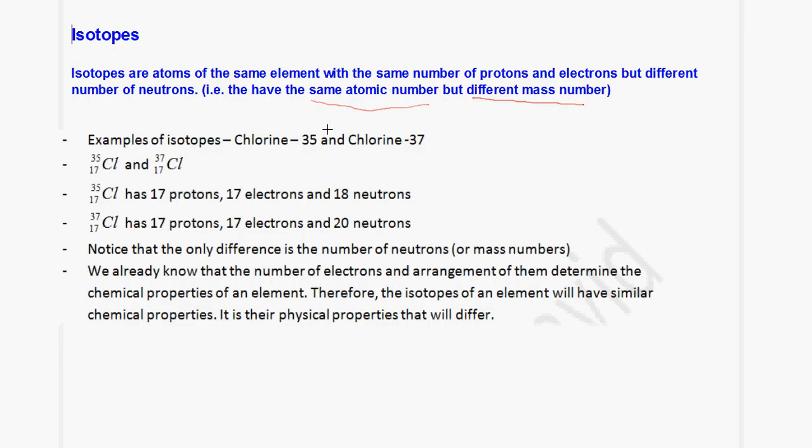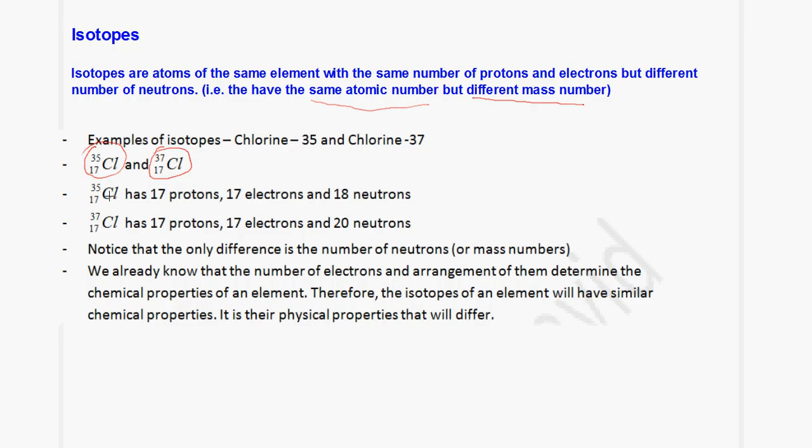An example of isotopes is chlorine: we have chlorine-35 and chlorine-37. And this is how we represent the two isotopes. Both of them have the same atomic number of 17. But if you notice, their mass numbers are different. One is 35 and one is 37.